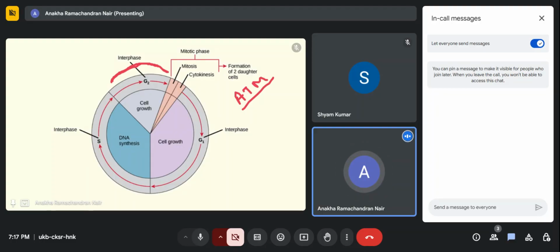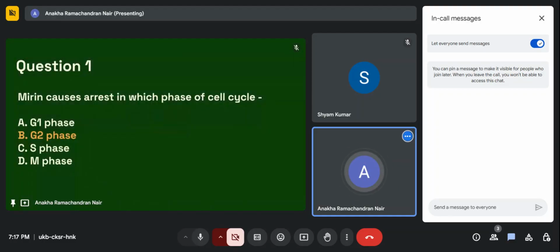Since ATM is being inhibited by the mirin molecule, the double stranded breaks in the DNA are not repaired. A double stranded break means that if this is the DNA, there is a break in both the strands, and the cell uses a particular repair mechanism to repair this double-stranded break, and the ATM molecule helps in that. But the mirin molecule is inhibiting the ATM molecule, so double-stranded breaks are not repaired. And if they are not repaired, the cell gets stuck in the G2 phase. So the cell arrest happens in the G2 phase. Was that clear?